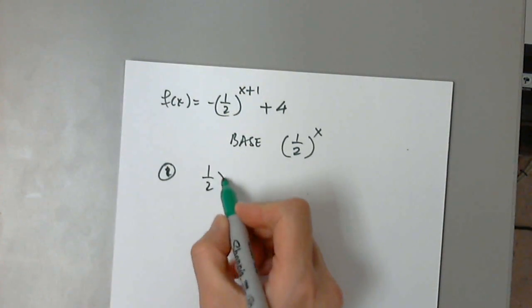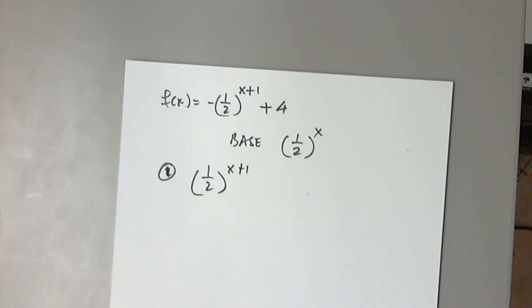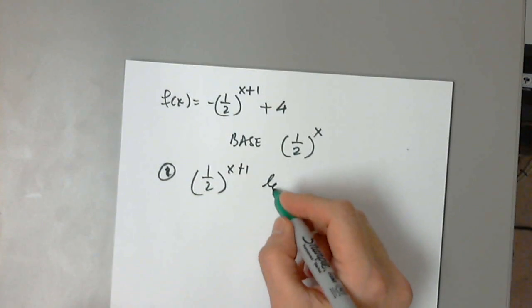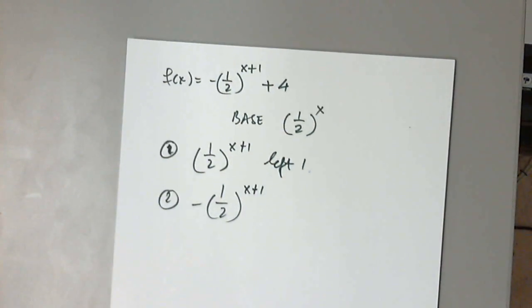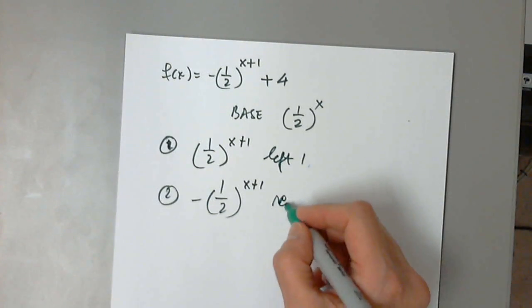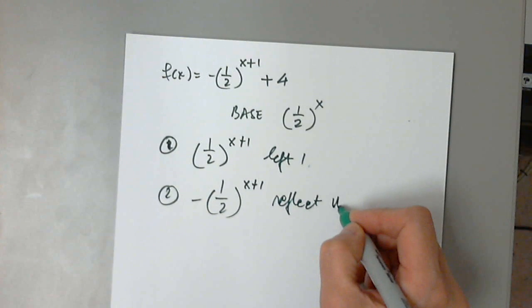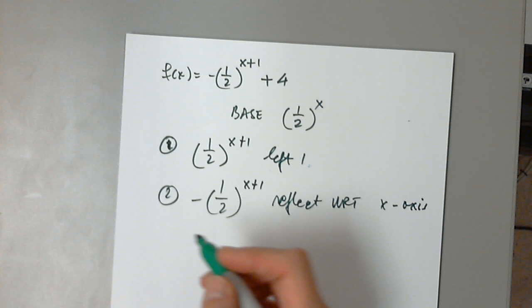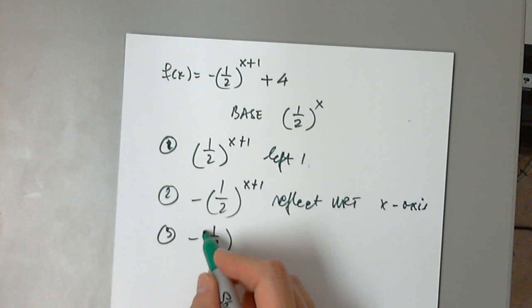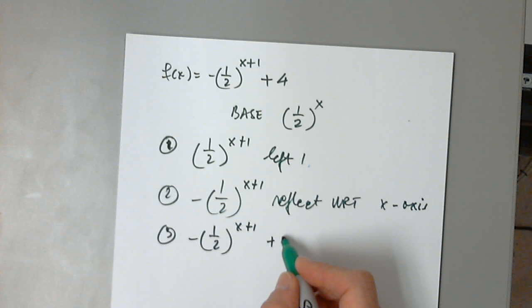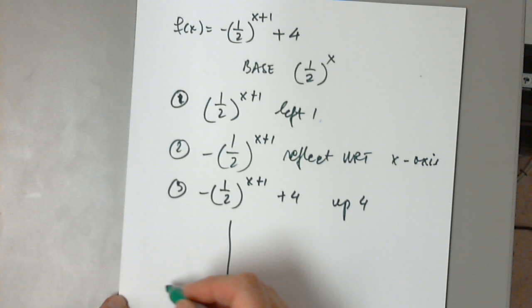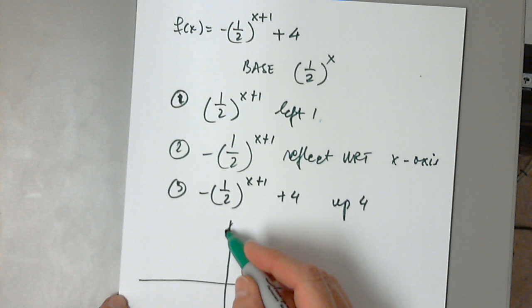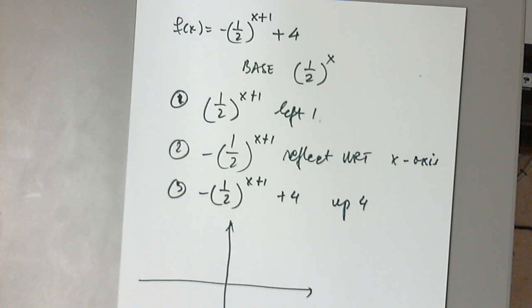Okay, so 1/2 raised to x plus 1. What transformation is this? Excellent. Number 2 is negative 1/2 raised to x plus 1. What transformation is this? Yes, very good. And number 3, negative 1/2 raised to x plus 1 plus 4. Excellent. So we graph all of them, and we can also determine the x and y-intercepts algebraically first.